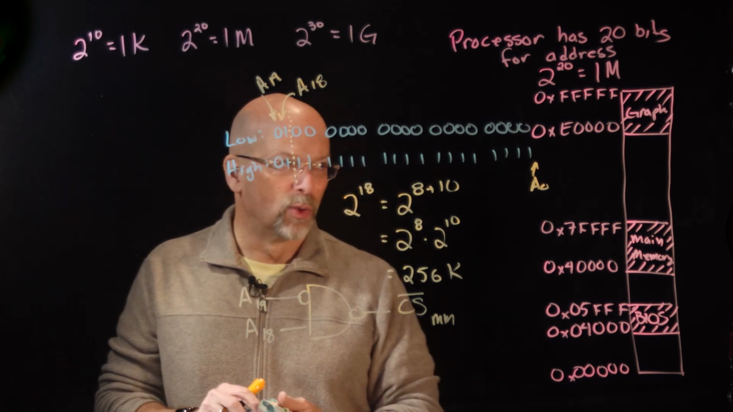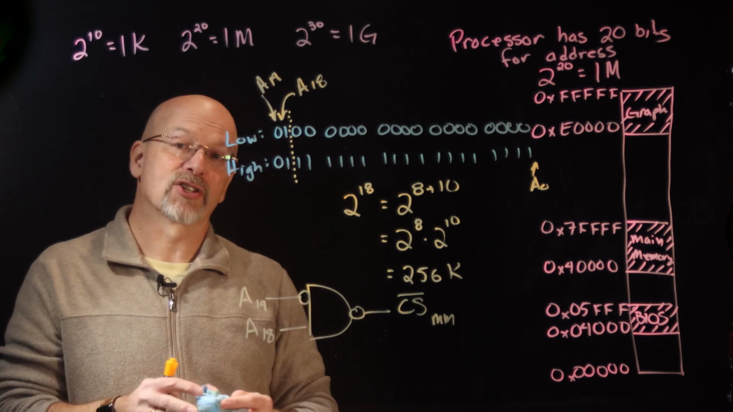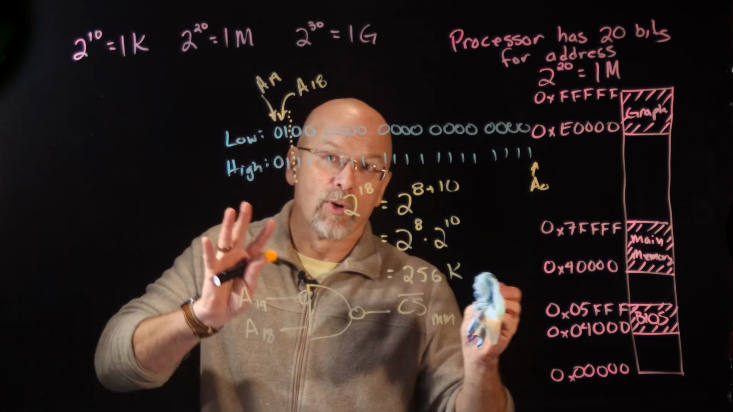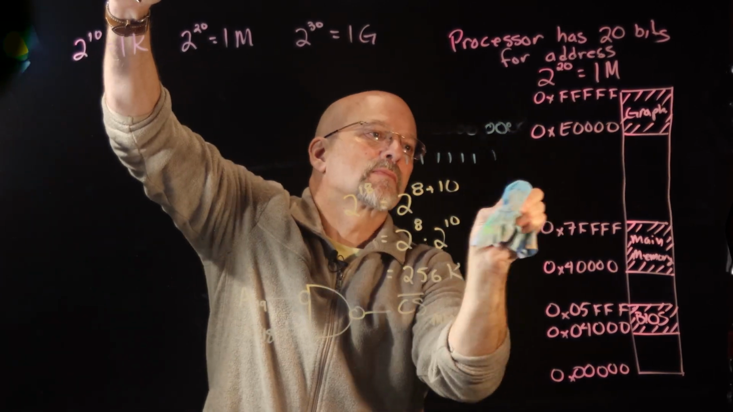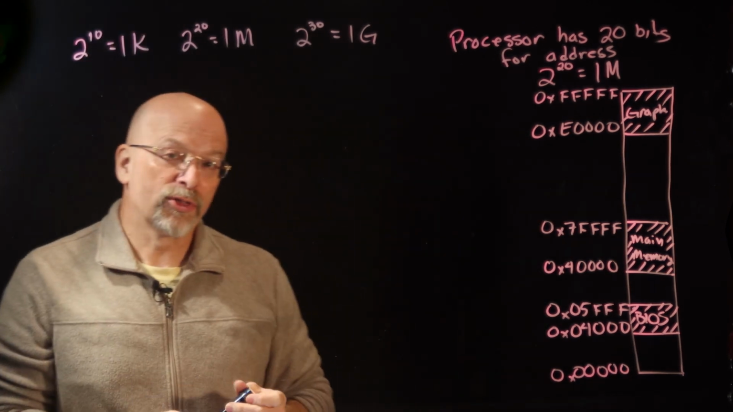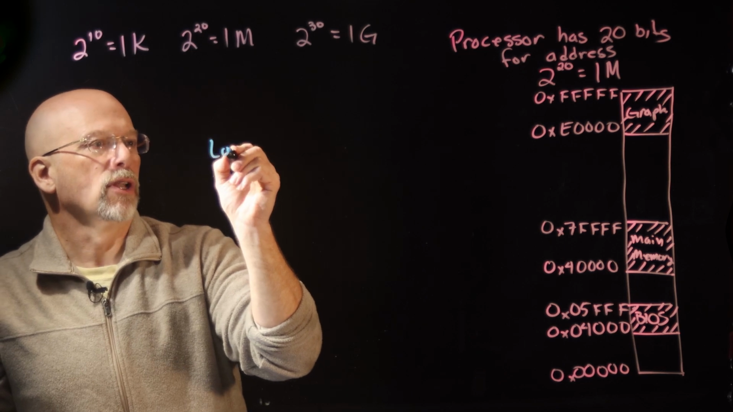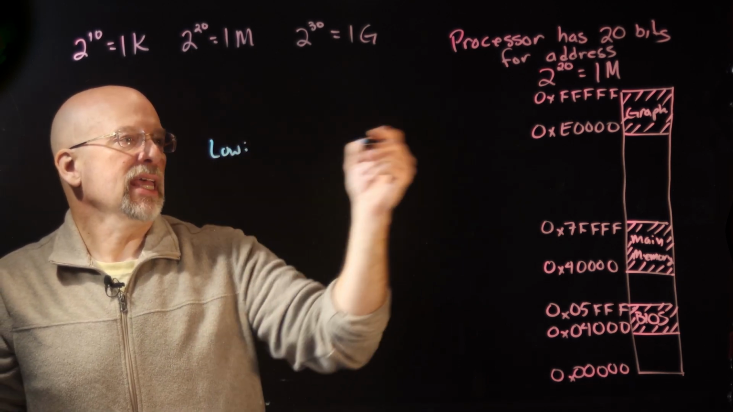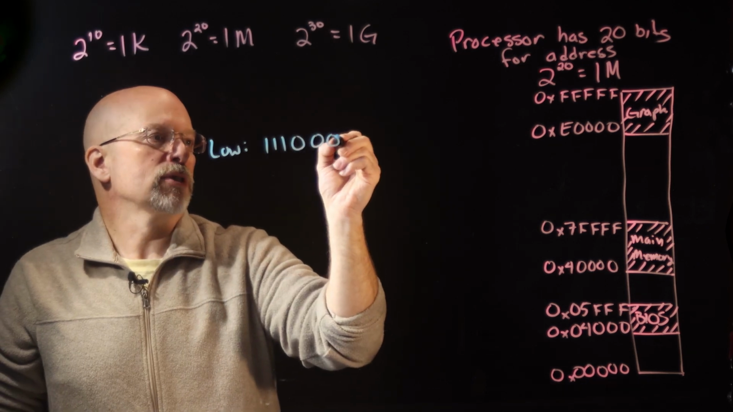So let's do the last one. The graphics card. How are we going to get the chip select for the graphics card placed in our memory map successfully with a chip select? Now we're going to do things exactly the same way we've been doing them. For the graphics card, we've got the low address of E, which is in binary 1110, and then 4 nibbles of zeros.